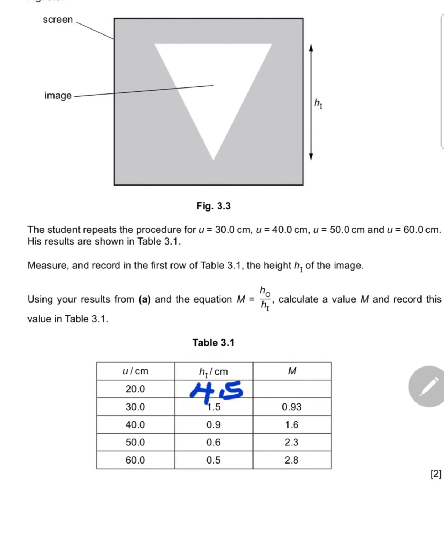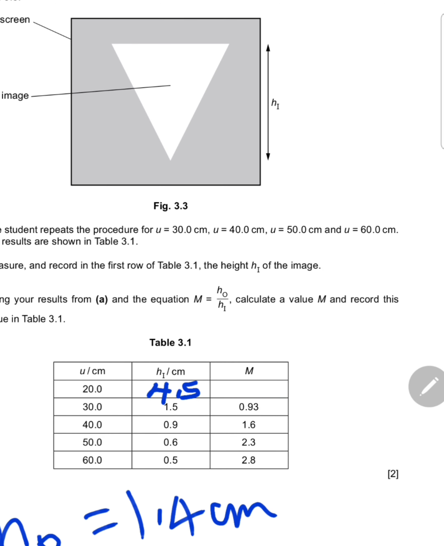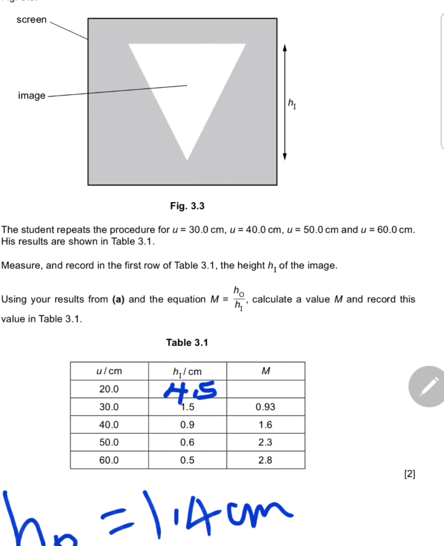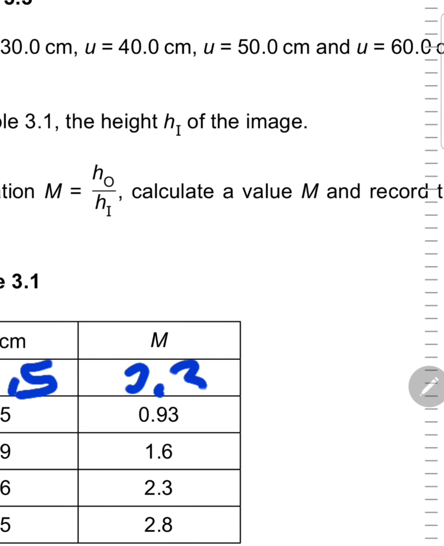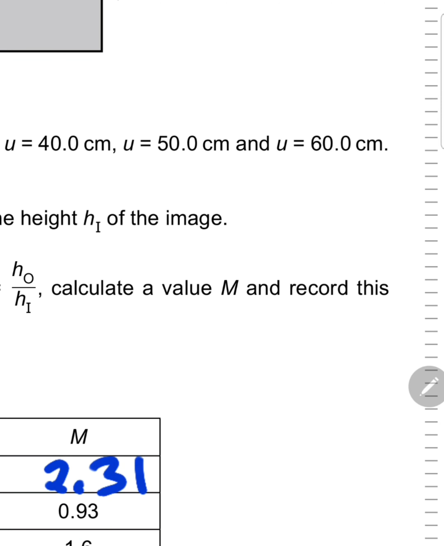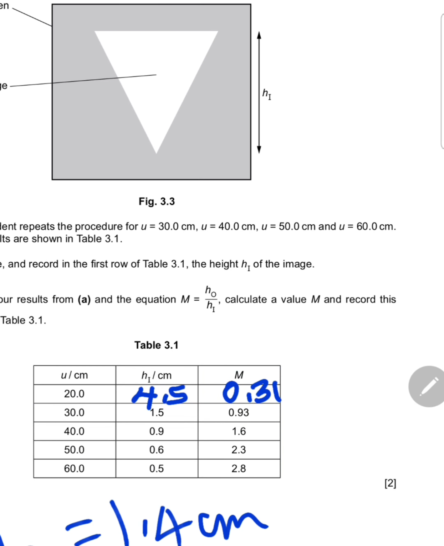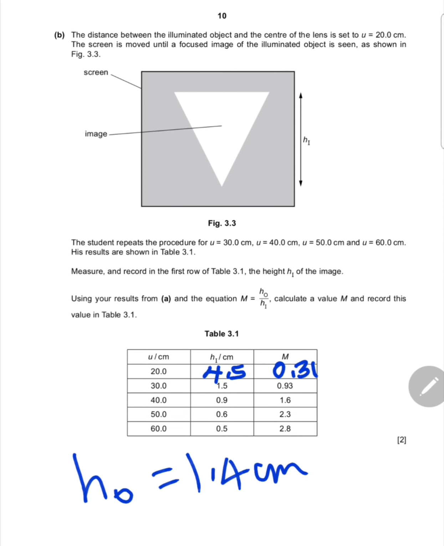Then using your results from A, and our result from A was h0 is equal to 1.4 centimeters, and the equation m is equal to h0 over h1, calculate a value m and record this value in table 3.1. So h0 would be 1.4 divided by h1, which is 4.5, and that gives us 0.312. So that's 0.31 to 2 significant figures. So our table is now complete.